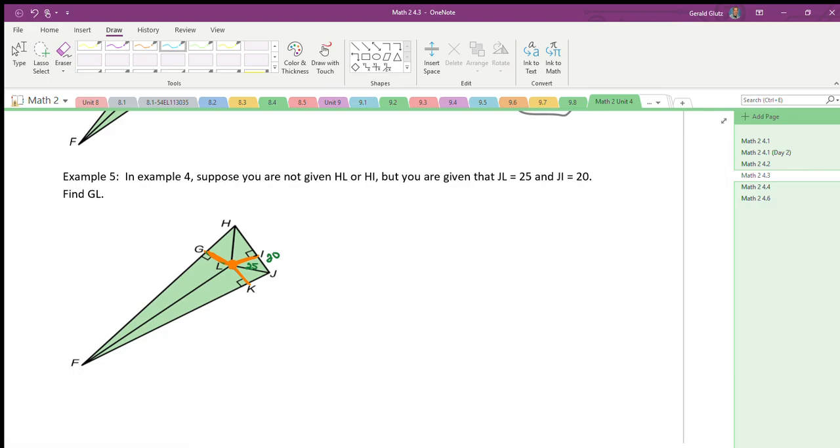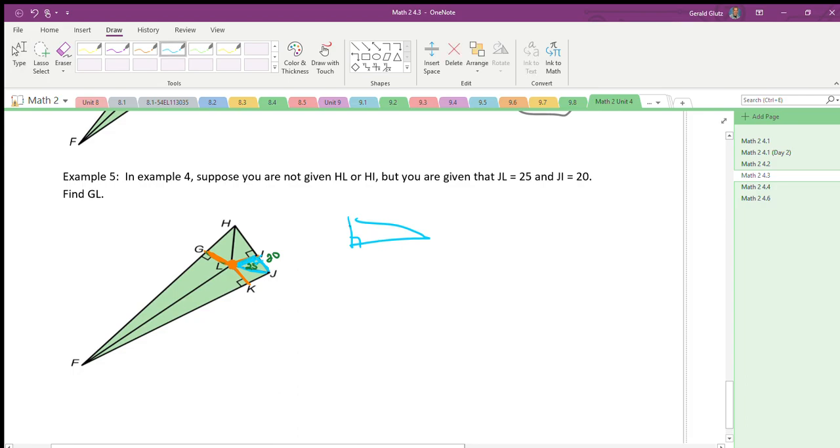So notice right here that we have a right triangle that we know two of the lengths of. If I redraw that, this is also a 90-degree angle. I know that this length is 20, this length is 25, and this is the length I don't know. So again, I can use the Pythagorean theorem. a squared plus 20 squared equals 25 squared. So a squared plus 400 equals 625. So a squared is going to equal 225, and taking the square root of both sides, we get a equals 15.